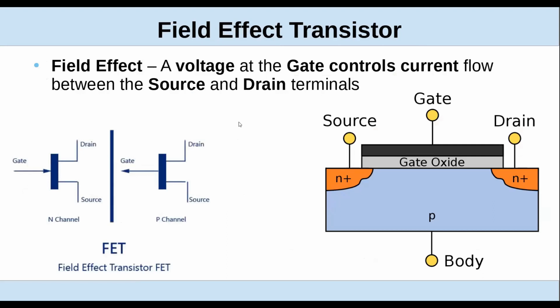Okay, the next type is the field effect. It still uses the doped N and P material, but it adds another element which is insulated from the body so that we can create an electrostatic field across this material.